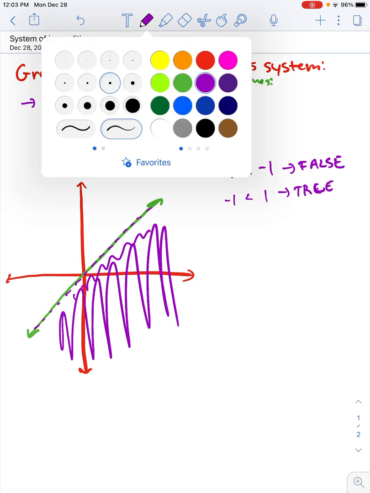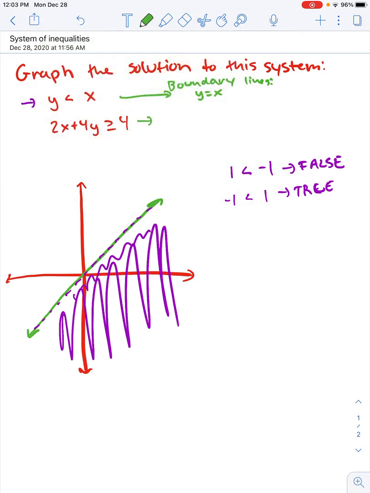Now I'm going to do the second inequality. So my boundary line is going to be 2x plus 4y equals 4. I'm going to get this into y equals mx plus b form. Okay, so y equals 1 minus 1/2 x. So my y-intercept is going to be 1. And then my x-intercept is going to be 2. Draw a line connecting those.